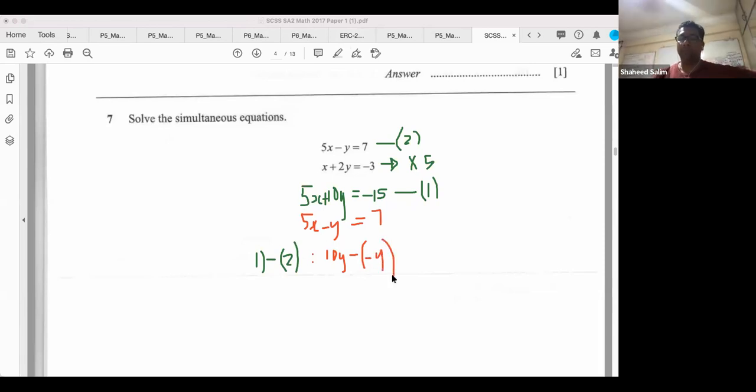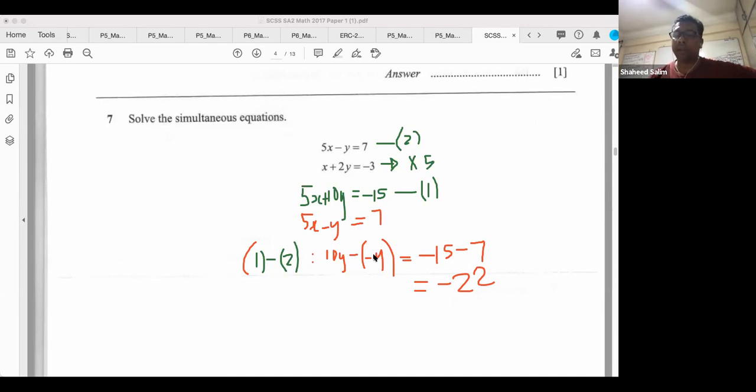Can you see now? Minus, you see 10y minus, see 1 minus 2, no? 1 minus 2. So 5x minus 5x, no more x. 10y minus y equals minus 15 minus 7. So what do you get here? You get minus 22. You owe father $15, you owe mother $7, you owe them both 22.